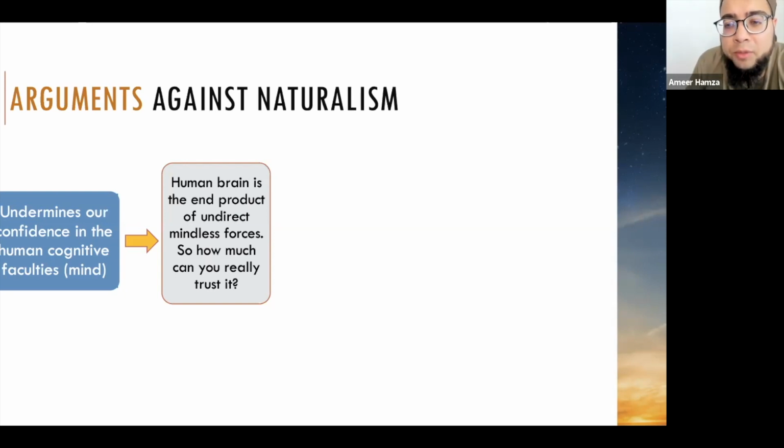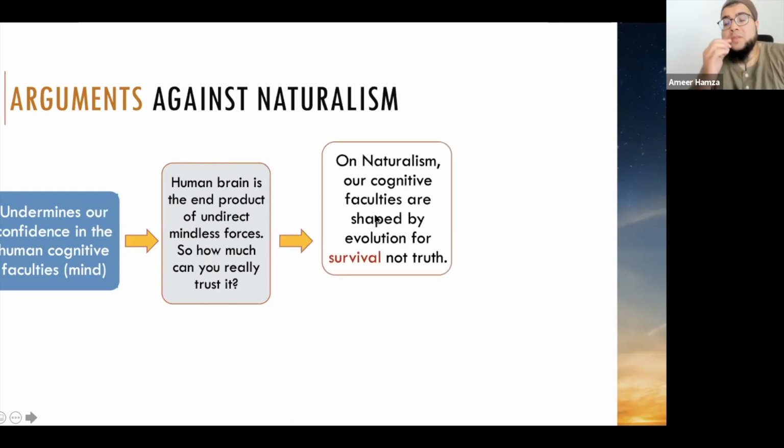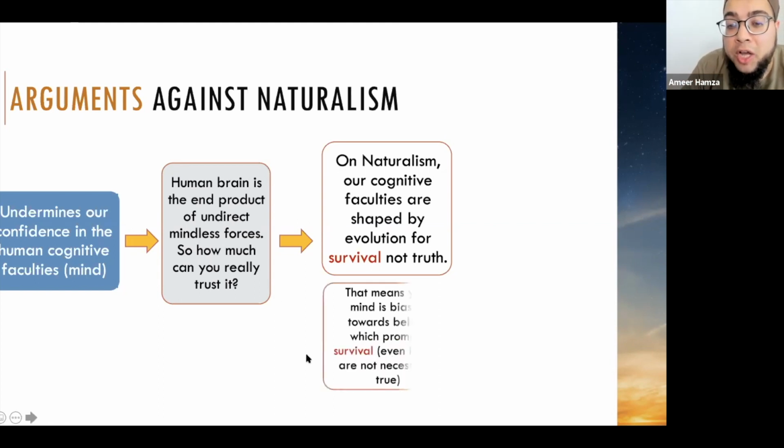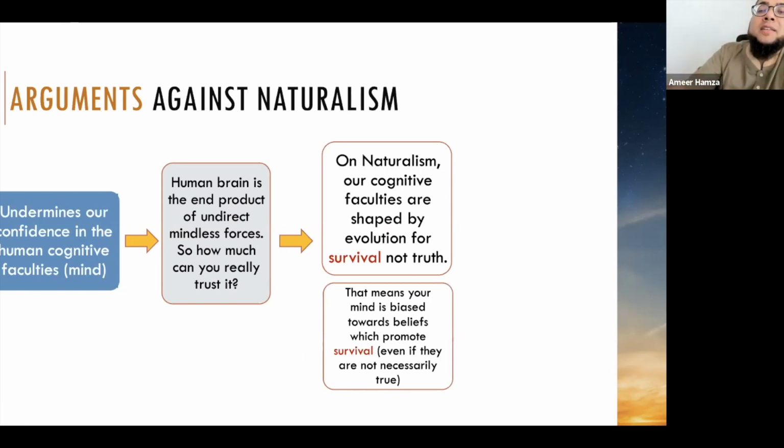And here it gets even more disturbing. Why does it get more disturbing? Because on naturalism, our cognitive faculties are shaped by evolution for survival, not truth. Let me say that again. On naturalism, our cognitive faculties, our minds, are shaped by evolution for survival, not truth. That means your mind is biased towards beliefs which promote survival, even if they are not necessarily true.